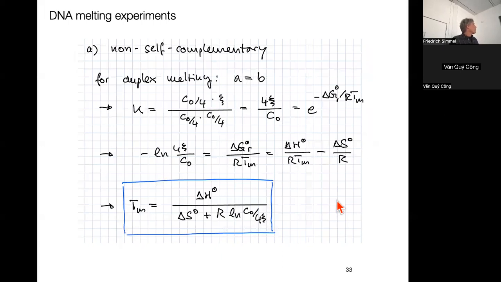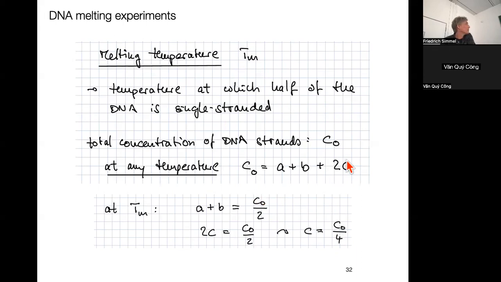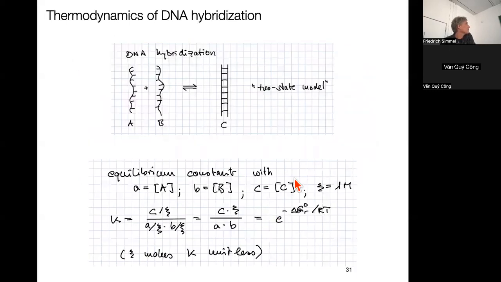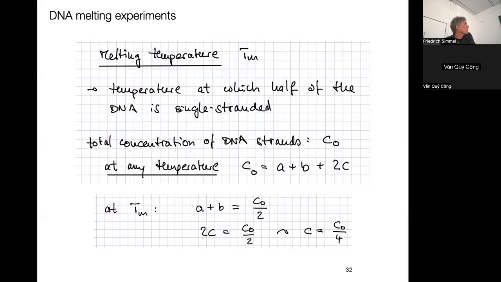And now you can just calculate the equilibrium constant at the melting temperature. Yes? Sorry, can I ask, what was the 2C? The C is the concentration of the complex. So that's just the total concentration, and some of the strands are either single-stranded or in the complex C, and therefore you have the factor of 2 here, because there are 2 strands in one duplex.